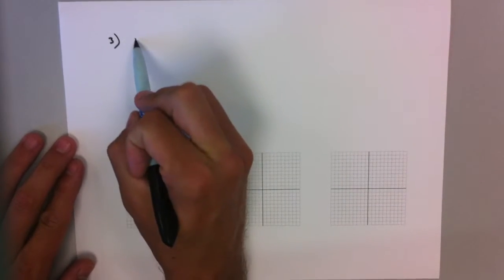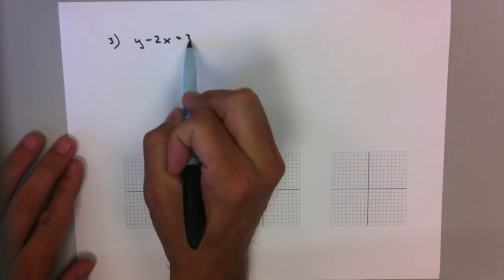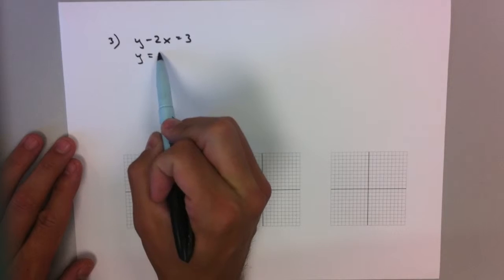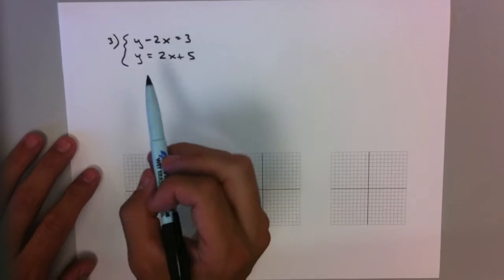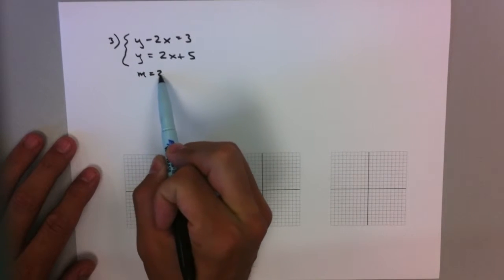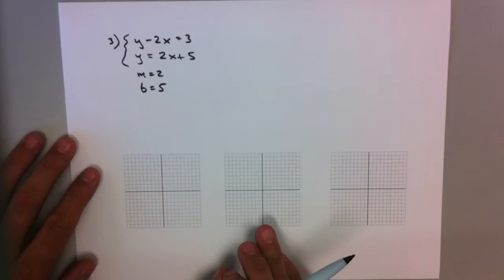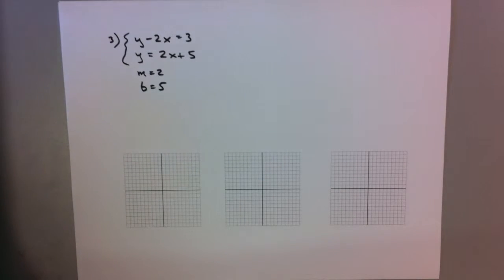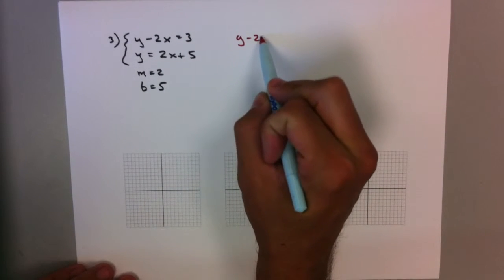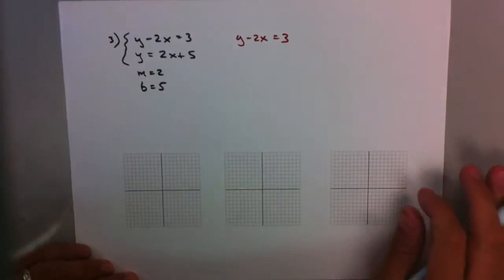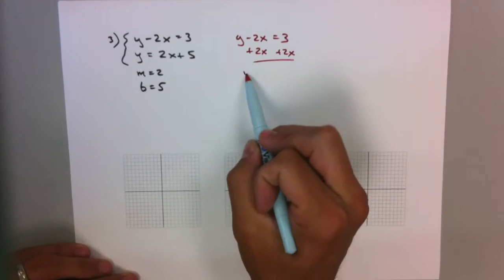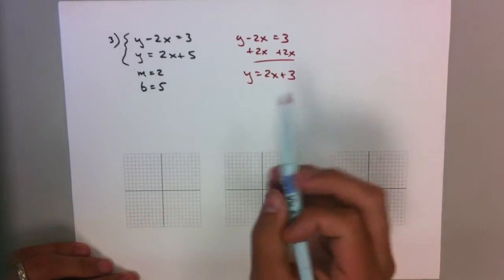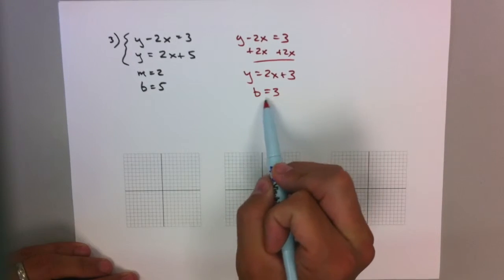Let's see here. How about this one? y minus 2x equals 3, and y equals 2x plus 5. So the bottom one looks like it's already set up for us, so we can just write slope's 2, y-intercept is 5. Now the top one we don't have yet, so let's go through and do that. Let me rewrite that over here. y minus 2x equals 3. So let's just add 2x. So y equals 2x plus 3. Looks like my y-intercept is 3 and my slope is 2.